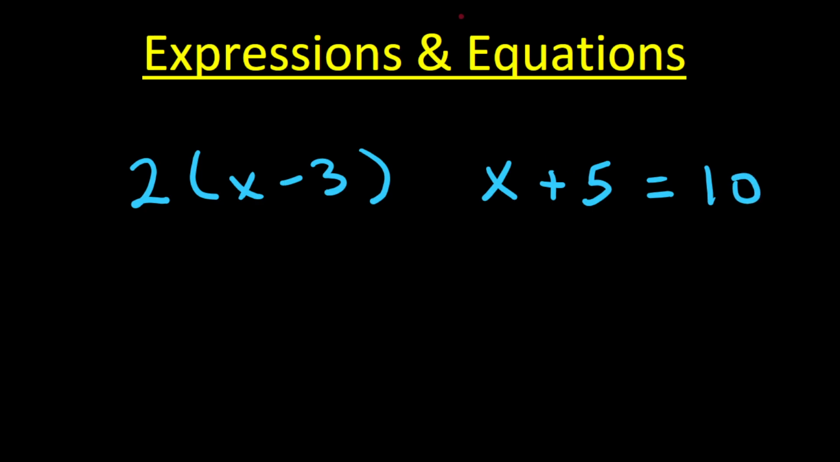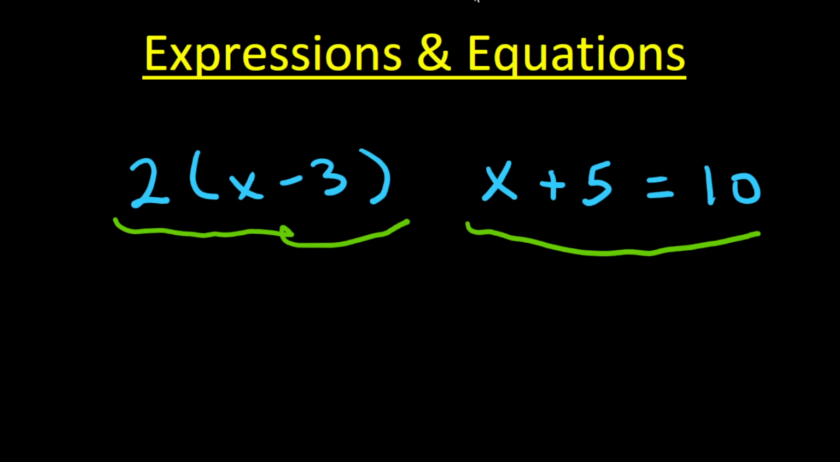So the main difference you can see is that an expression, which is this one on the left, 2 times (x minus 3), doesn't have an equal sign, while an equation, this one on the right, does have an equal sign. And that's the main differentiator between an expression and an equation.